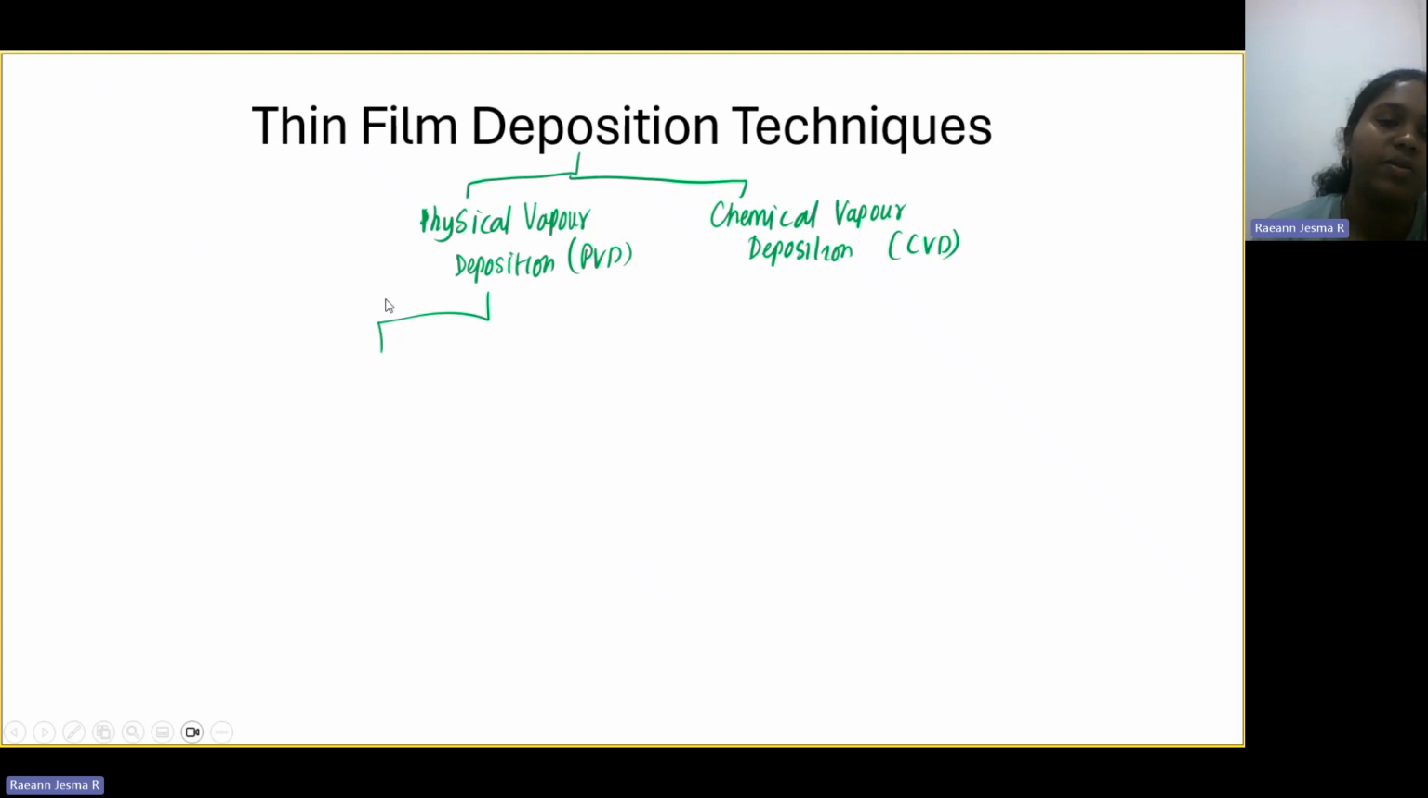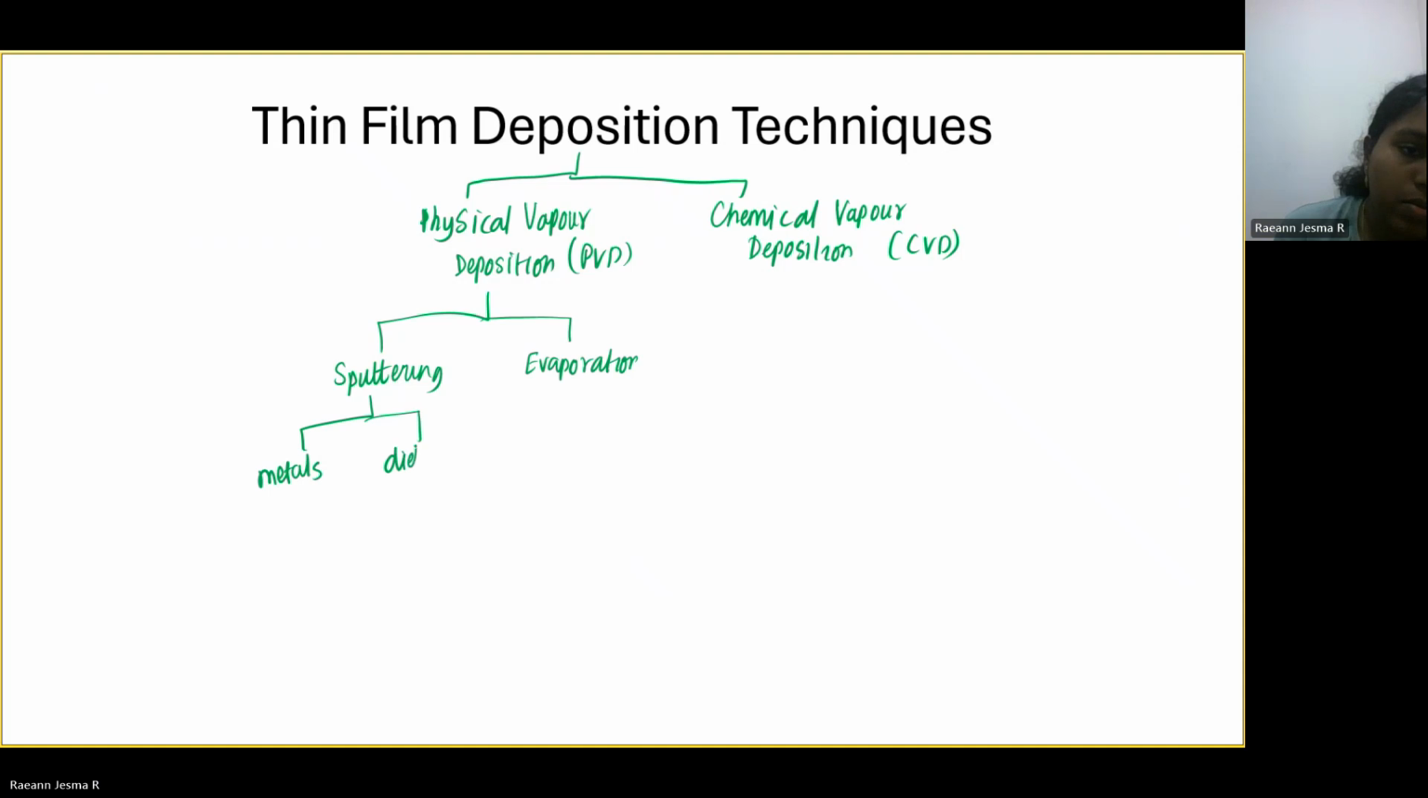In sputtering, we can sputter metals. We can also sputter dielectrics. For dielectrics, generally we can do either direct sputtering or some sort of reactive sputtering. In the case of evaporation, we have two different kinds of techniques. One is thermal evaporation and the other is E-beam evaporation.